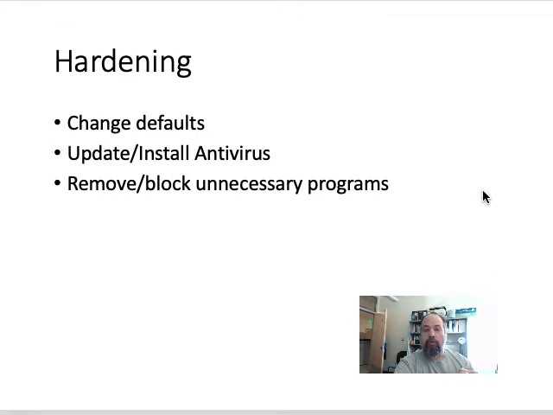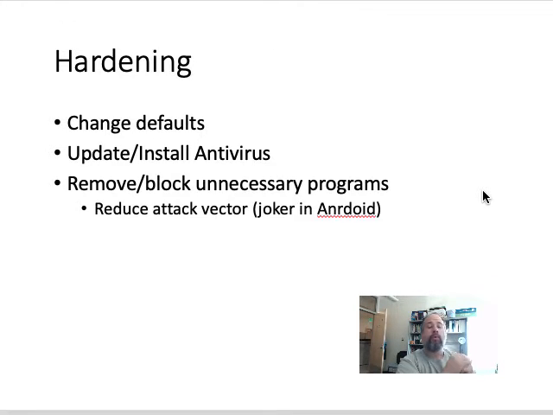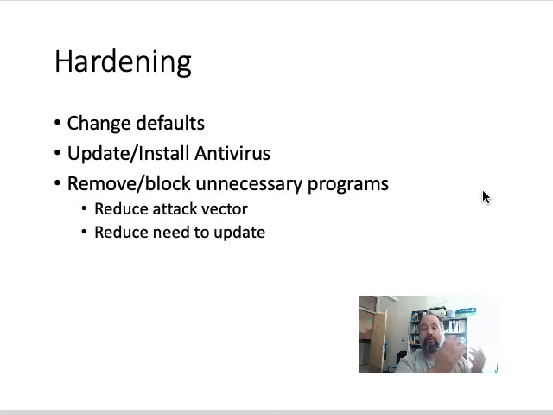Block and remove unnecessary programs, another really important part of hardening your systems. We want to reduce our attack vector. An example I use is the recent Joker vulnerability found on like 25 different Android apps. So maybe you installed some game on your phone 3 years ago. Somebody finds this vulnerability later on. You haven't played it, but it's still just sitting there. That's a potential attack vector. It's just sitting there. So anything you're not actively using, you don't actively need, must be removed because it reduces the need for the final step, which is updating, right?